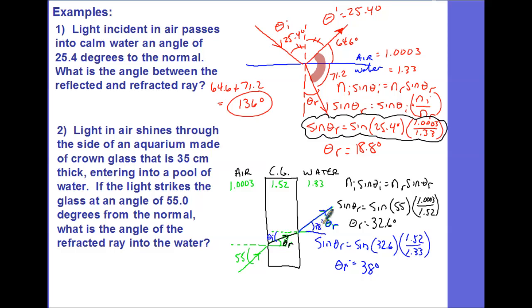Now, I want to stand back and look at this for a second, evaluate these answers. You notice that I'm going from air to crown glass to water. I've got two different interfaces. Those interfaces are parallel to each other. If it went from air to crown glass back to air, I should expect this angle, 38, to be the same as what it had coming in. It would refract equally, just in opposite directions, from the normal when it goes from the same kind of medium to glass back to the same kind of medium.